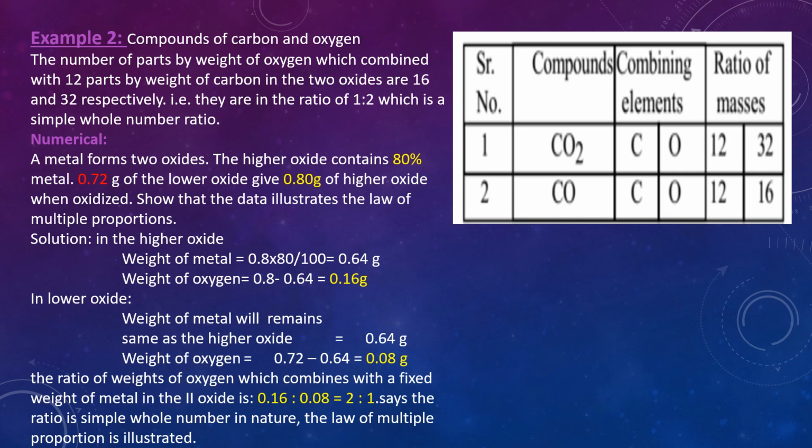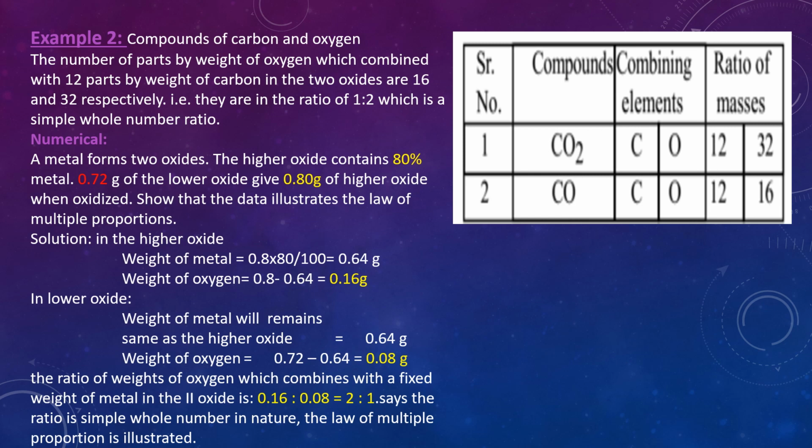Now, another example: when carbon combines with oxygen, it forms CO2 and CO. In both the compounds, the carbon is 12 gram, but in the first compound, that is in CO2, oxygen is 32 gram, and in the second compound, oxygen is 16 gram. So 32 is to 16, that is 2 is to 1. Again, the ratio is fixed. So the law of multiple proportion is proved.